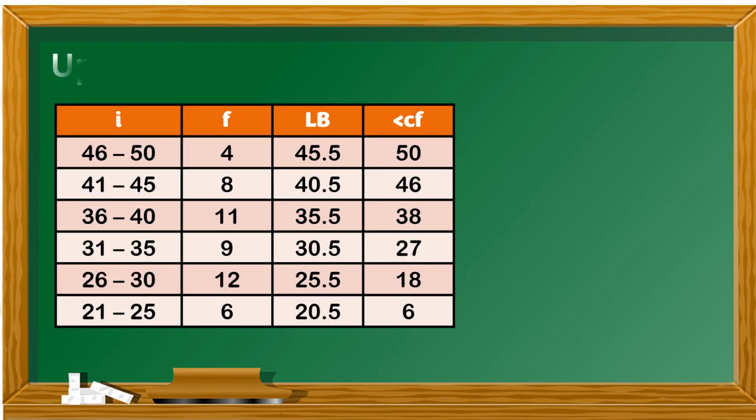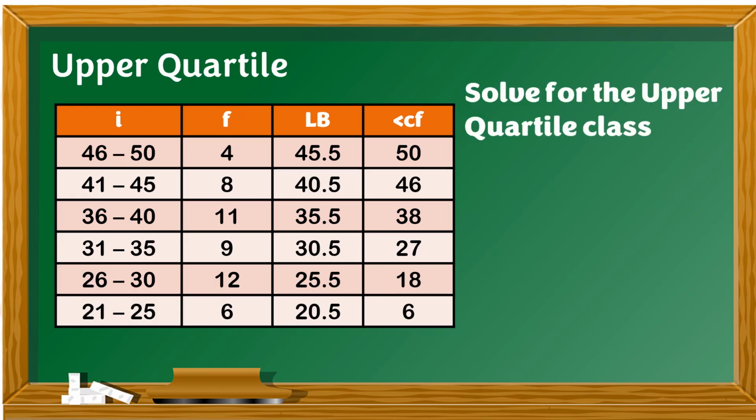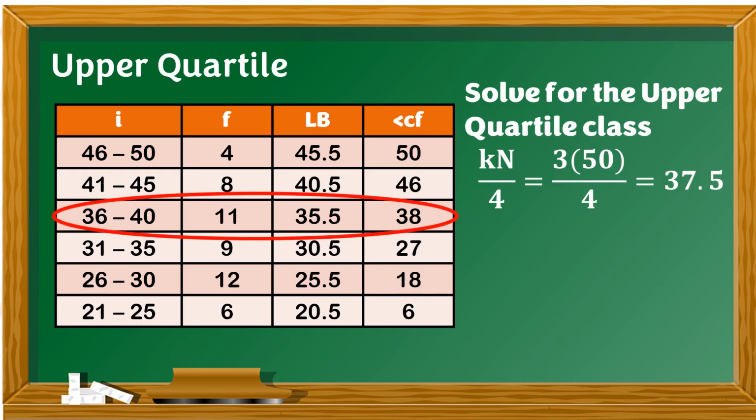Next is we're going to solve for the upper quartile. So we're going to solve for the upper quartile class. The value of K in the upper quartile class is 3. So we have Kn over 4, that is equal to 3. That is the value of K. And then the value of N is 50. That is the total frequency, all over 4. 3 times 50 is 150 divided by 4 is equal to 37.5. So 37.5 is located here.